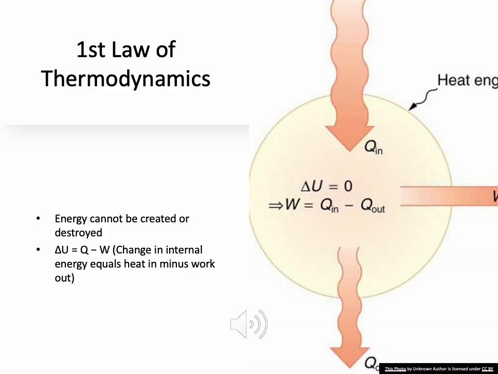A great example is a car engine. Gasoline has chemical energy. That gets converted into heat energy, which then gets turned into mechanical work that moves the car. The energy doesn't disappear, it just changes forms.